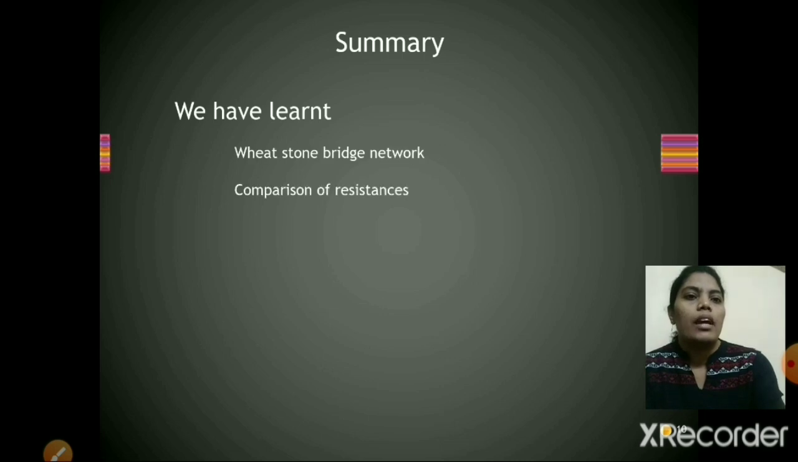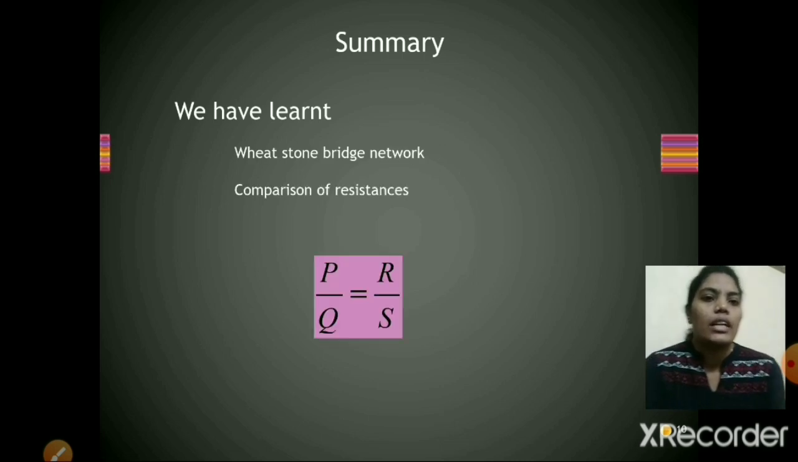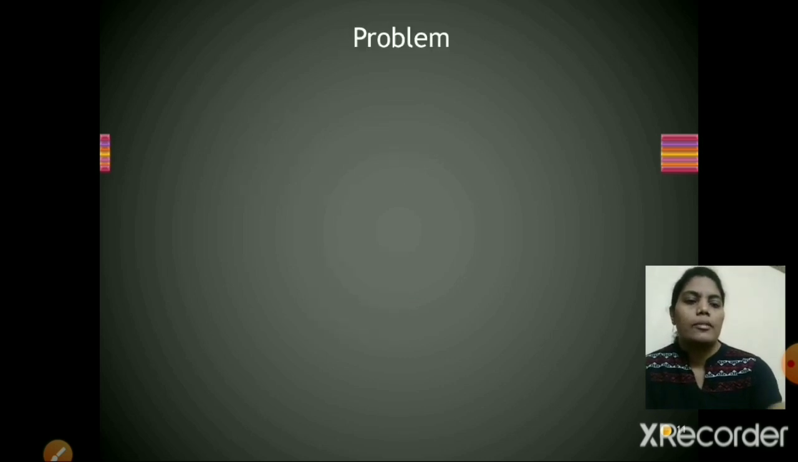Now let us summarize what we learned in this session. We learned about the Wheatstone bridge network, which is designed like a closed circuit consisting of 4 resistors with resistance values P, Q, R and S. The balancing condition is P by Q equals R by S.